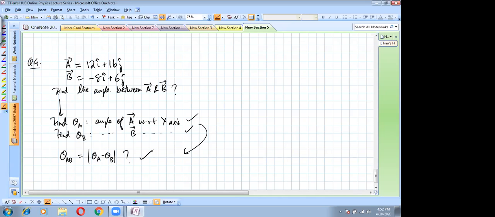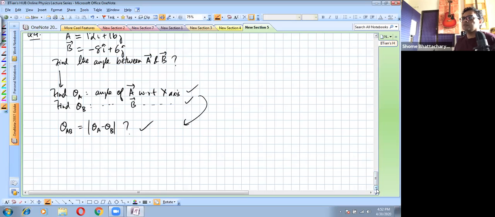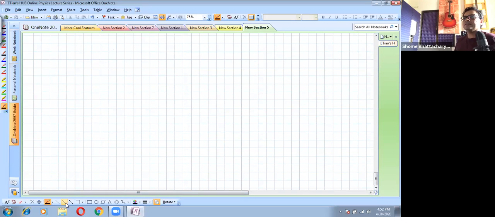Right, so Anna, your answer is correct. The final angle will be 90 degrees between A and B. Because you see the individual angles that they are making will be 53 and 143. Individually, these vectors will be making those kind of angles, 53 and 143. Look at the situation of vector A.